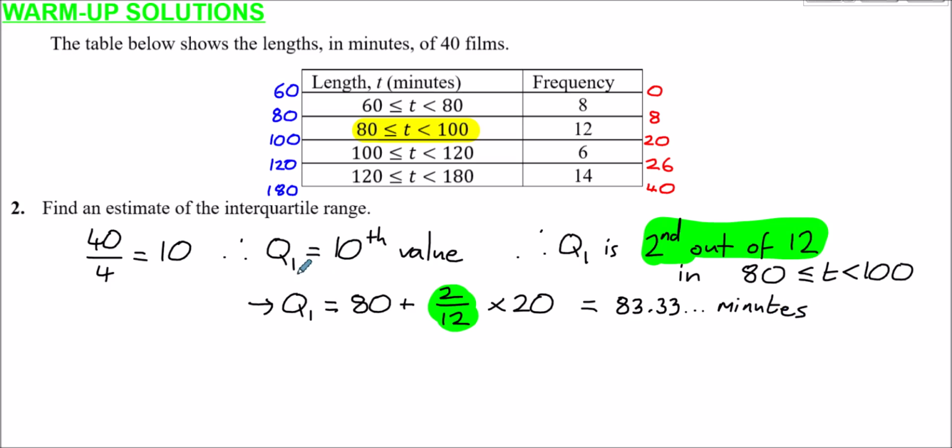We now need to think about where the upper quartile would lie. The upper quartile is 3/4 of the way through the data set. So we need to work out 3/4 of 40, which is obviously 30. So that tells us that the upper quartile, Q3, is going to be the 30th value.